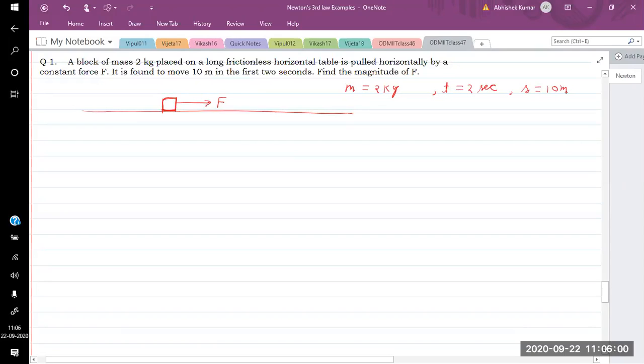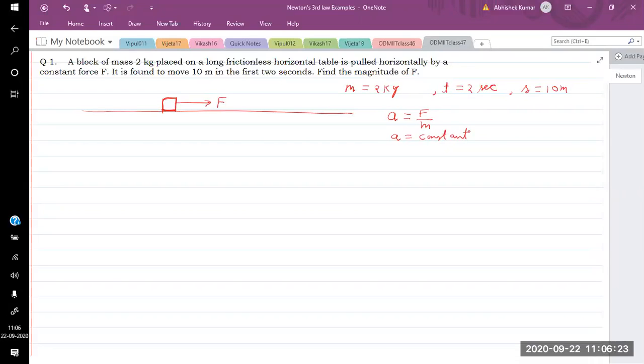So first, it is saying that constant force is acting. So if constant force is acting, it means the acceleration will also be constant, because acceleration is force by mass. So mass is not going to change, force is constant, so acceleration is also constant. A is constant. It means we can apply all the equations of motion which we have learned in the kinematics chapter.